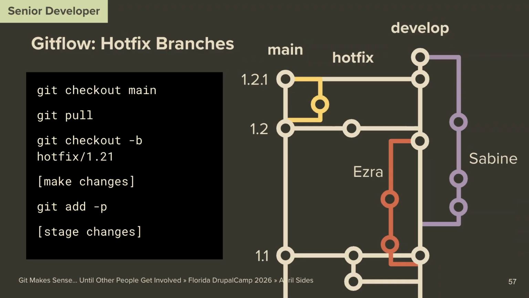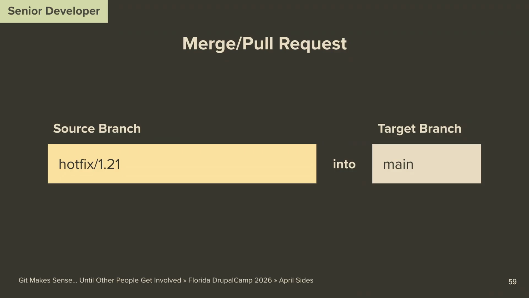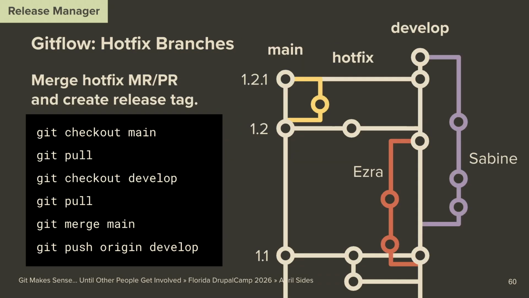Stage those changes just as we've been doing, and then you're going to push it to the remote repo and do another merge request or pull request. And so your hotfix branch, just like the release branch, is going to target main. And then once you've merged your hotfix into main, this is the case where you really need to pull in the latest changes from main.